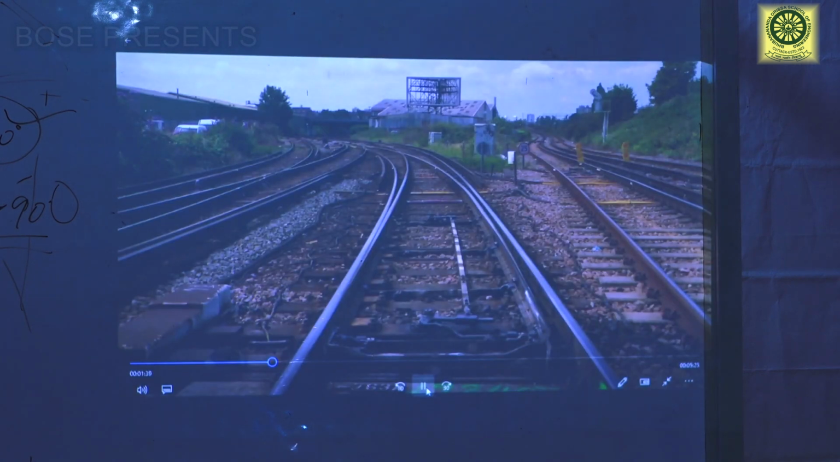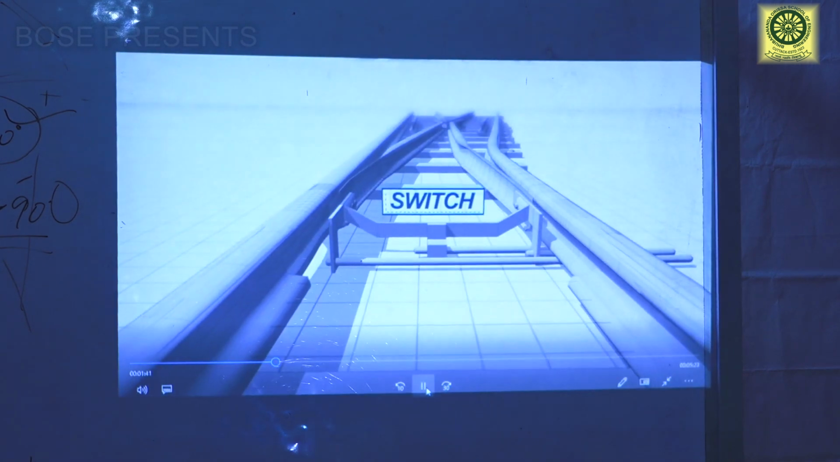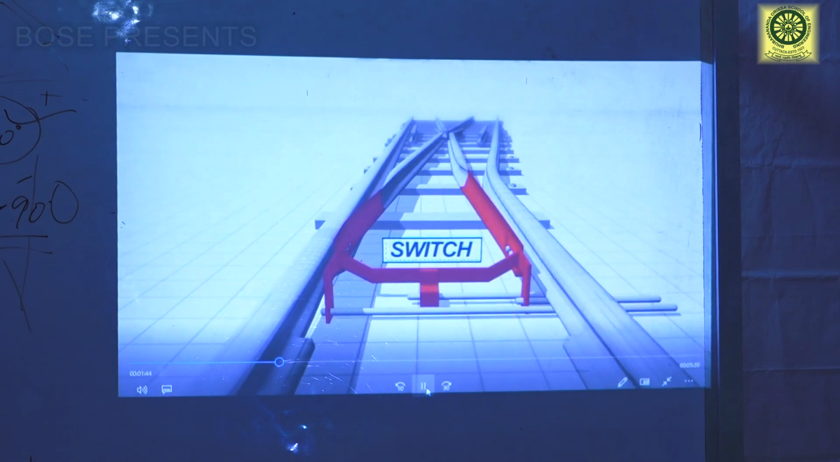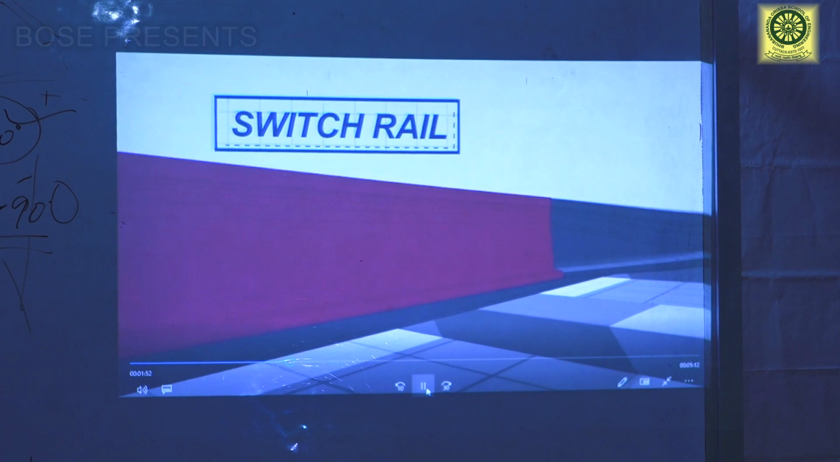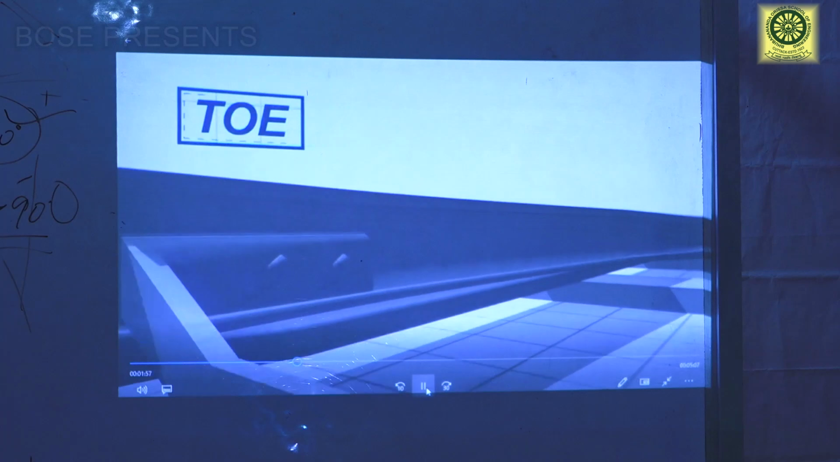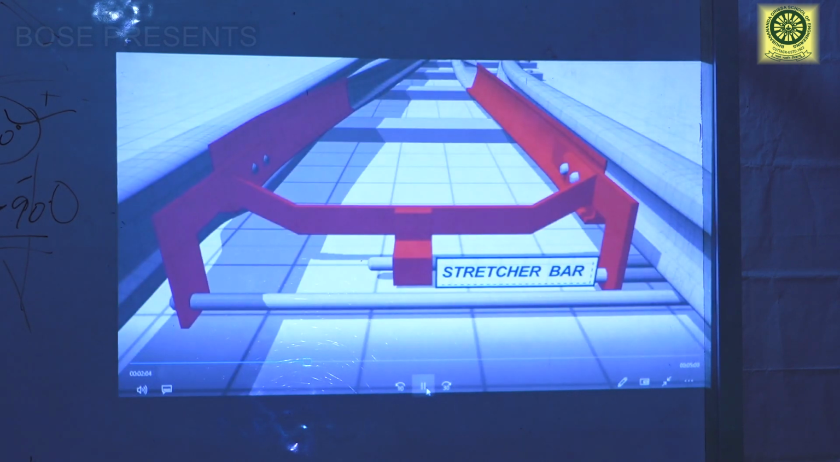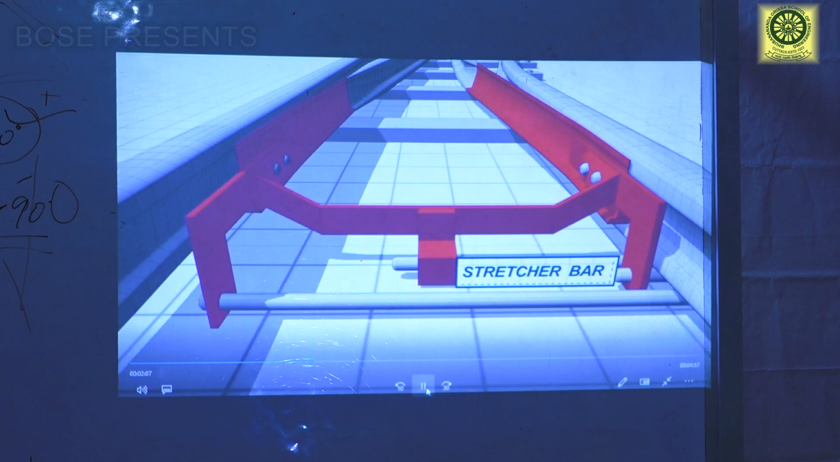This is a switch, also known as a point. It's the moving part of the switch crossing layout. It's made up of two long blades which can move across to guide the train one way or another. This is the switch rail. And this is called the toe. This is called the stop rail. It's a non-moving part of the switch. The two switch blades are fixed to each other by a stretcher bar to ensure that when one is against its stop rail, the other is fully clear and will provide room for the wheel flange to pass through cleanly.